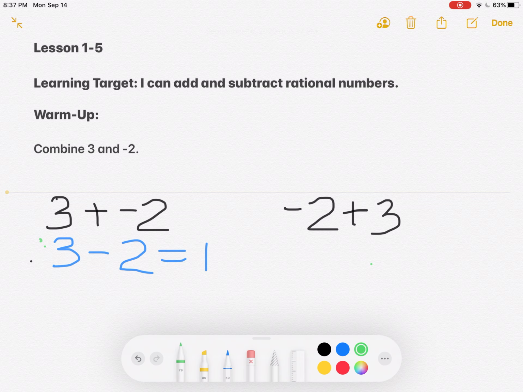For our other example, -2 plus 3, because we have a negative number plus a positive number, we have to subtract those. So we're going to take 3 minus 2, because when we subtract, when we find the difference between two numbers, the bigger number has to go first. So we get 3 minus 2, and here we get 1.